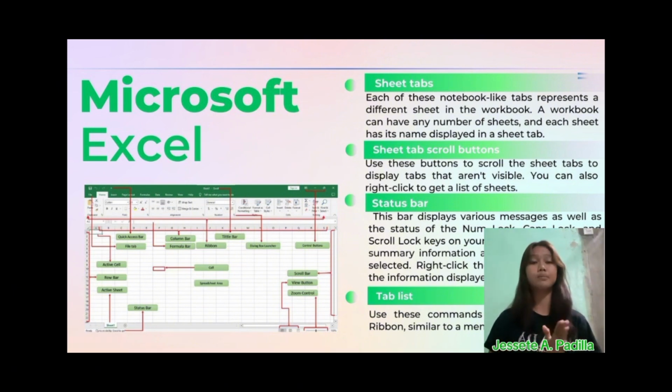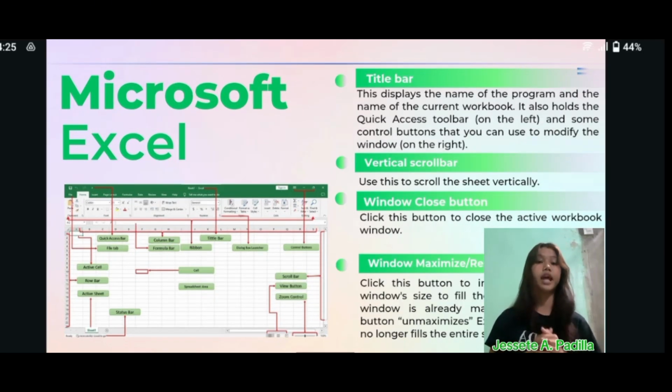So next is the tab list. The tab list is a crucial element of organizing and managing data within a book or a workbook. Within a workbook, it allows you to easily navigate between different sheets, view their contents, and work on them independently. The next one is the title bar. It is situated at the top of the window. This bar displays the name of the currently active workbook.